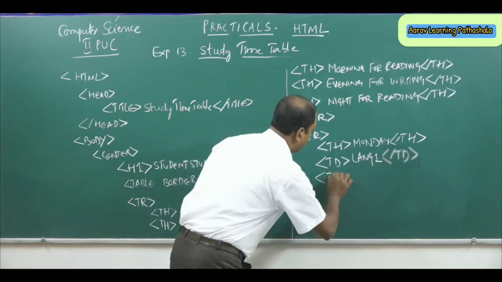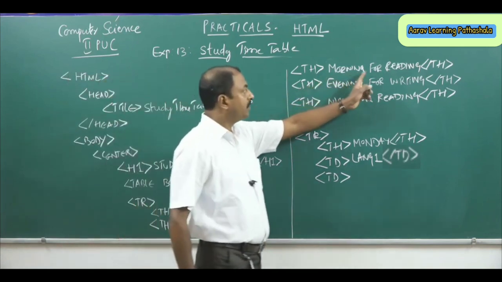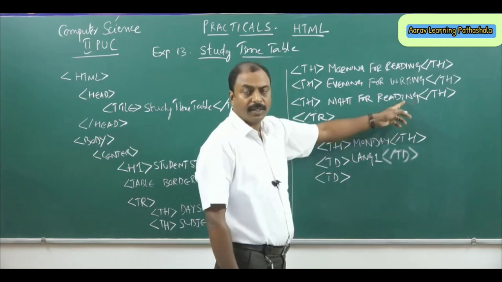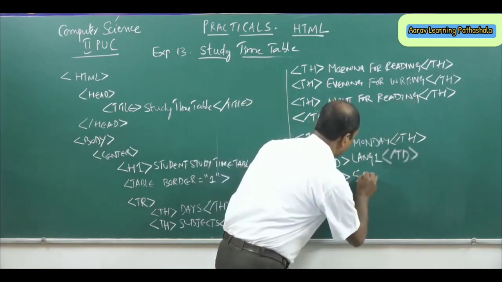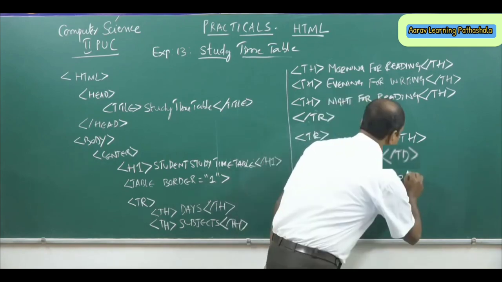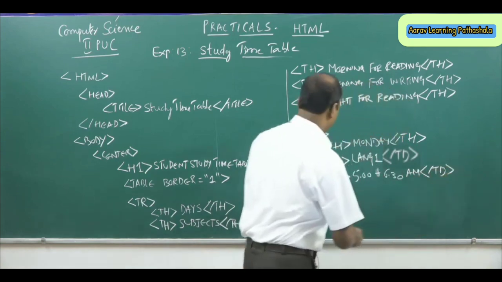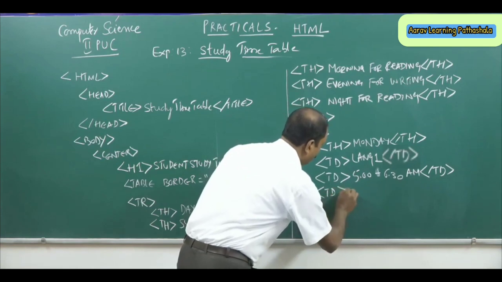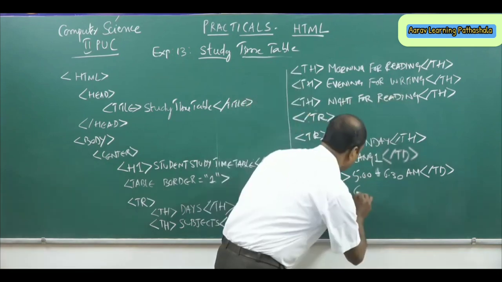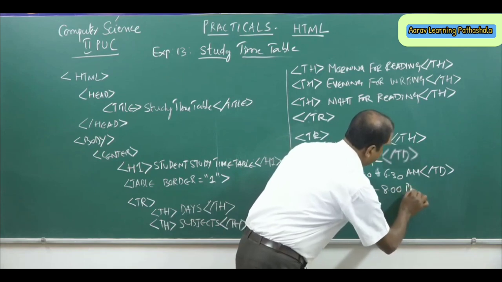Similarly we can enter the next values as td. The next headings are morning for reading, evening for writing, night for reading. Here we are supposed to write the time: 5 to 6:30 a.m. Now we have to close this td. Next, similarly, the second value for evening for writing, 8 p.m.